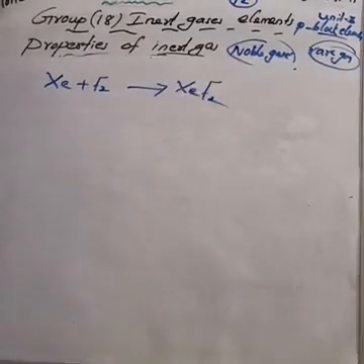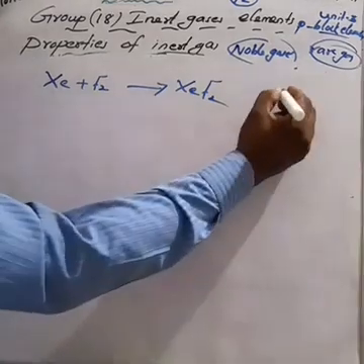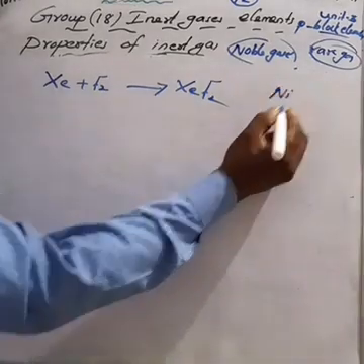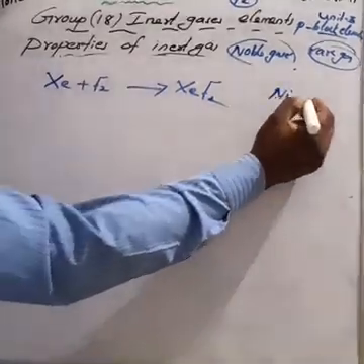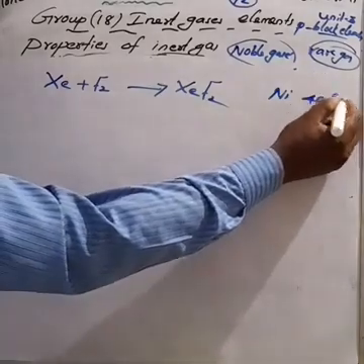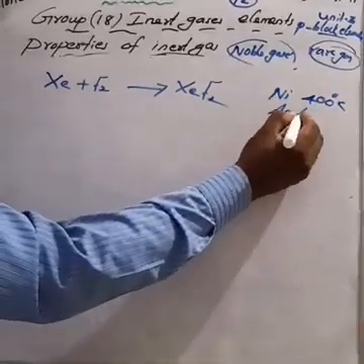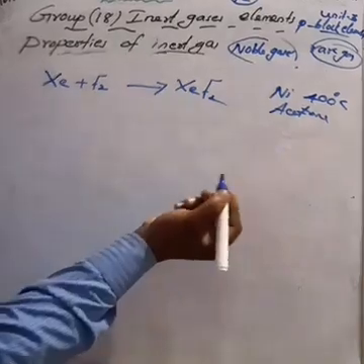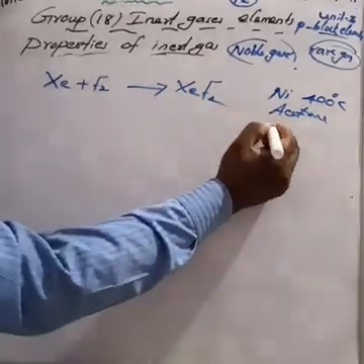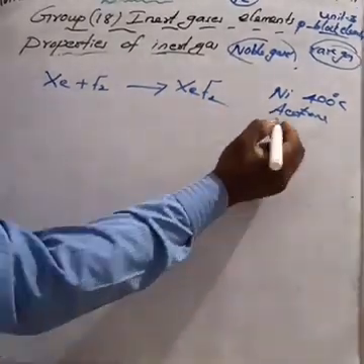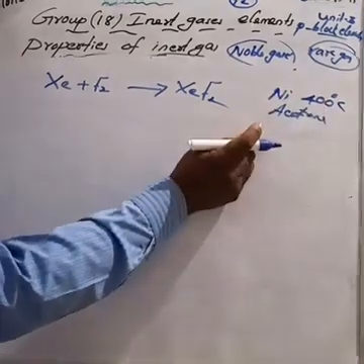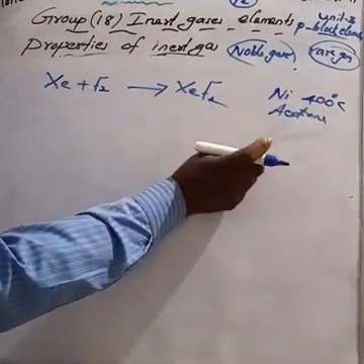Different conditions means, what are the conditions here? One is we are using nickel as a catalyst, and also we are giving 400 degrees Celsius. Nickel with 200 atmospheric pressure, and also we are using 400 degrees temperature. Am I right? These are the certain conditions we have to apply here.